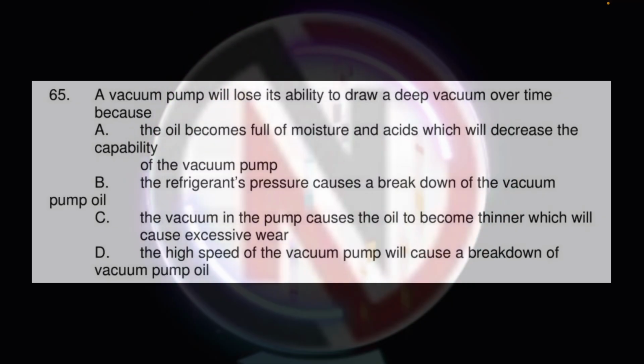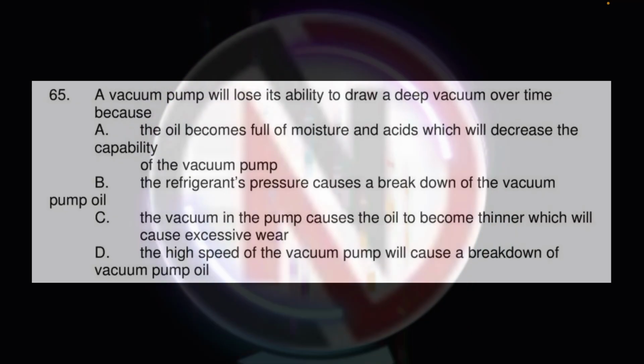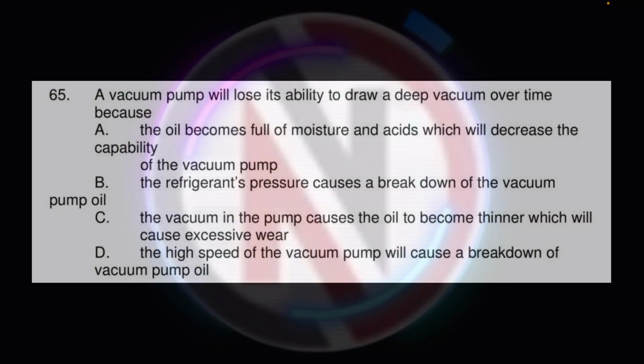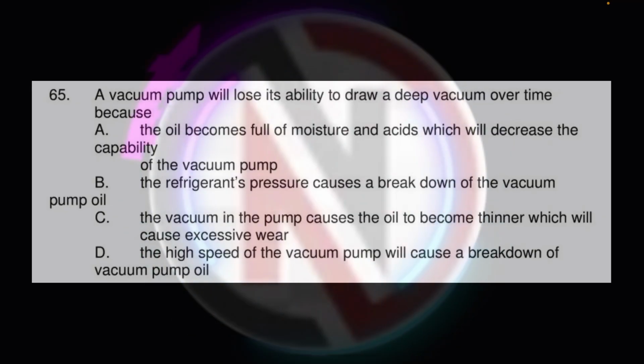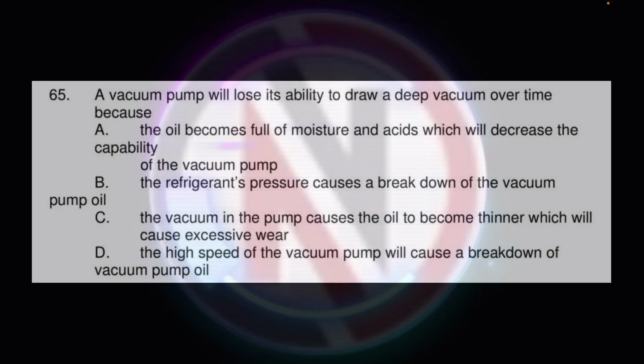65. A vacuum pump will lose its ability to draw a deep vacuum over time because: A. The oil becomes full of moisture and acids, which will decrease the capability of the vacuum pump. B. Refrigerant pressure causes a breakdown of the pump oil. C. The vacuum in the pump causes the oil to become thinner, which will cause excessive wear. D. The high speed of the vacuum pump will cause a breakdown of vacuum pump oil.